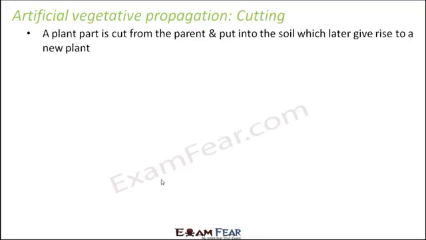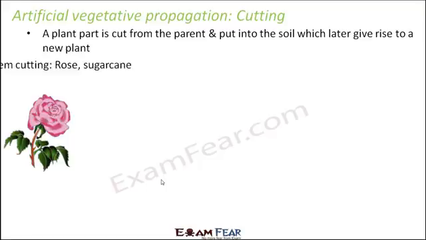What happens here is a plant part is cut from the parent and then put into the soil, which later gives rise to a new plant. This is a very common technique which is not only done by gardeners and farmers, but even we do it in our small gardens, right? Let us suppose you have one plant, you want another plant of similar kind. So you just cut a part of the plant and then plant it into the soil in a separate place. So another plant is formed.